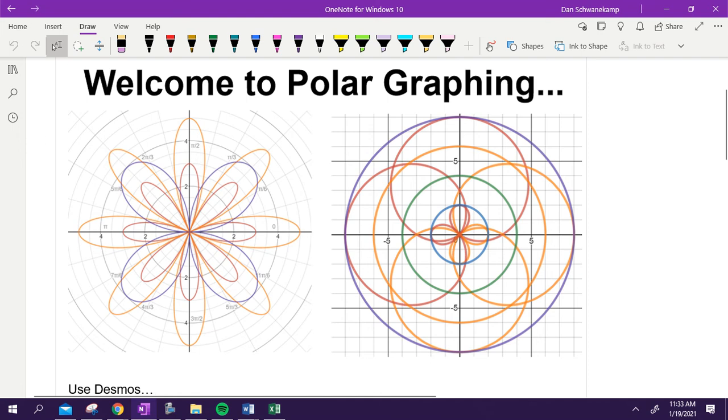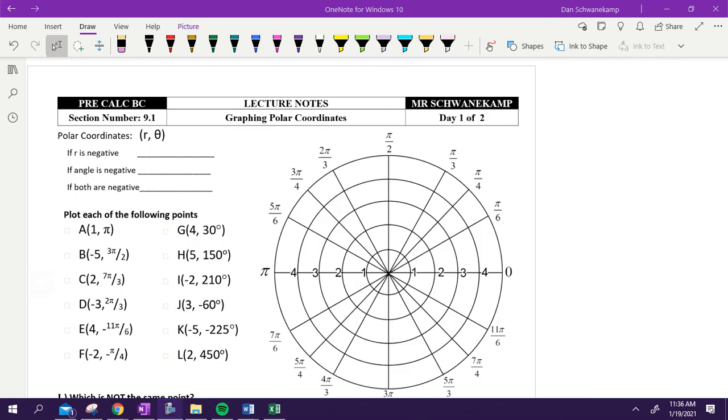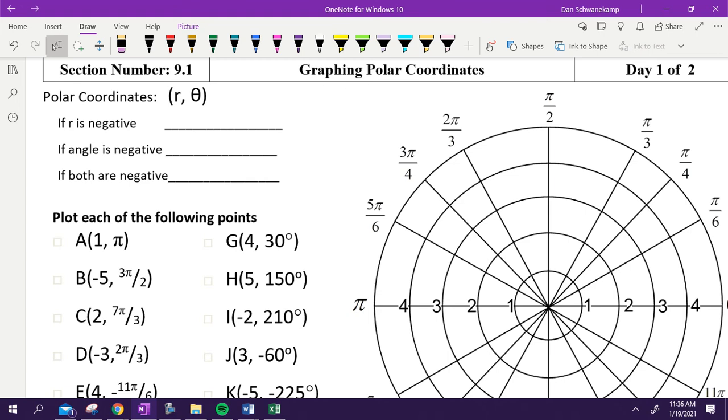We can do that in our calculator. You can do that on Desmos. We can do some of it by hand. We're going to do basics by hand, but eventually that's where we're headed. Let's go. Today, we are going to graph some polar coordinates.